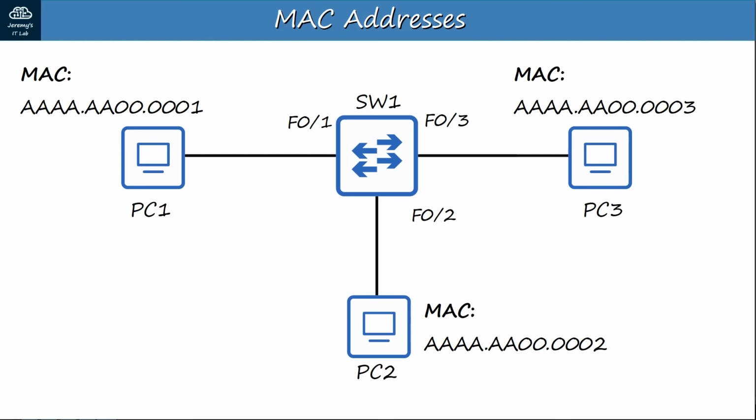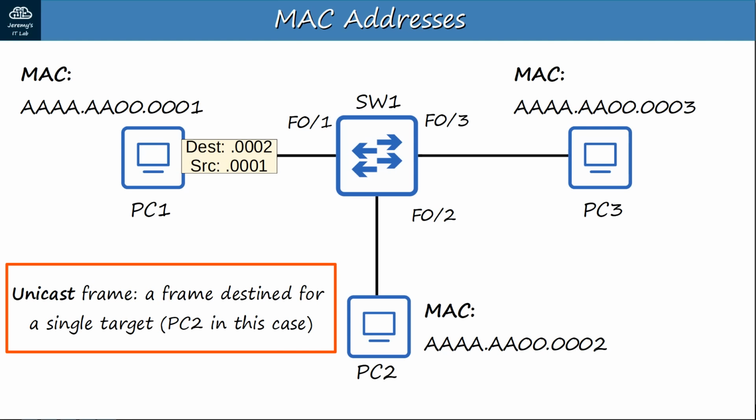Now, let's say PC1 wants to send some data to PC2. Due to lack of space, I've just written an abbreviated form of the destination and source MAC addresses here. By the way, this kind of frame is called a unicast frame, a frame destined for a single target, PC2 in this case. There are other kinds of frames, like broadcast frames, which we'll learn as we go along. But for now, remember this term, unicast.